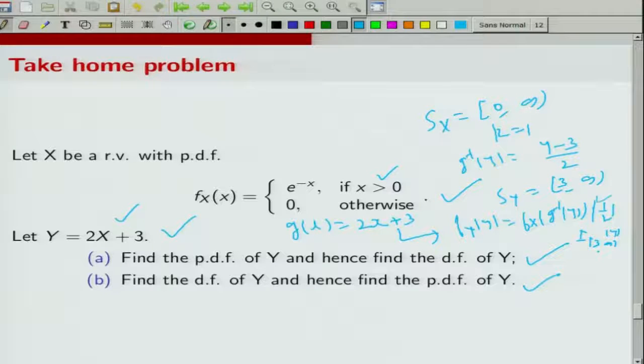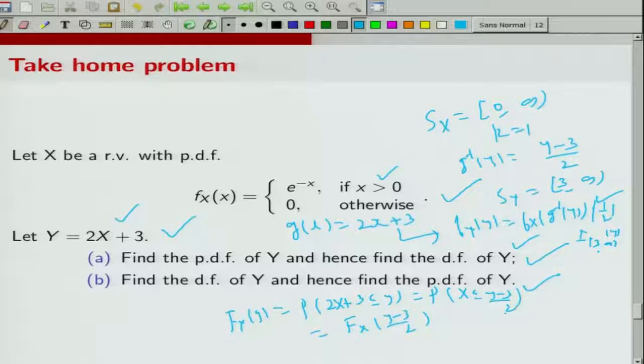Once you have a PDF, you can find the distribution function of y. Now one can get the distribution function directly: F_Y(y) is the probability that 2x plus 3 is less than or equal to y, which is the same as F_X of (y minus 3) by 2, because this is the same as the probability that x is less than or equal to (y minus 3) by 2. You know the PDF of x, so you can find the distribution function, so you can get this distribution function. Now once you have this distribution function, you can find the PDF.